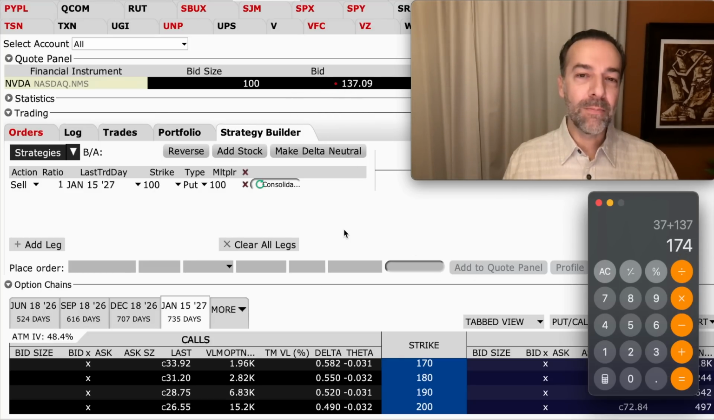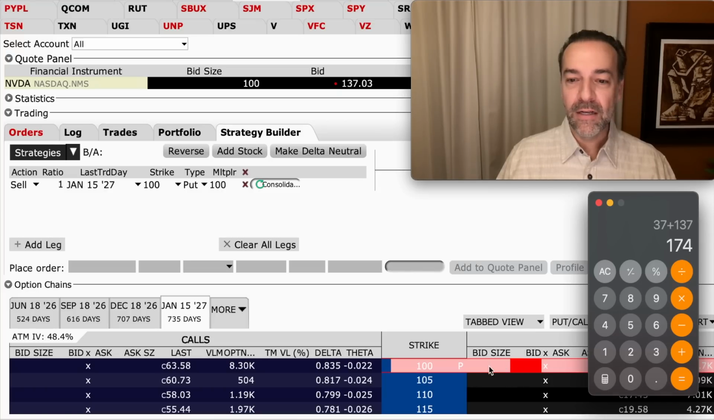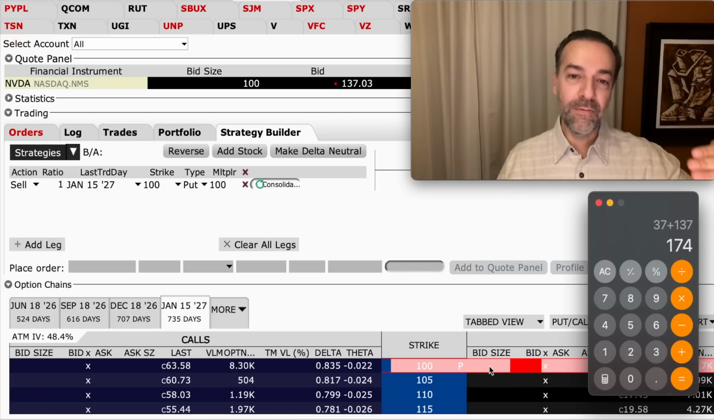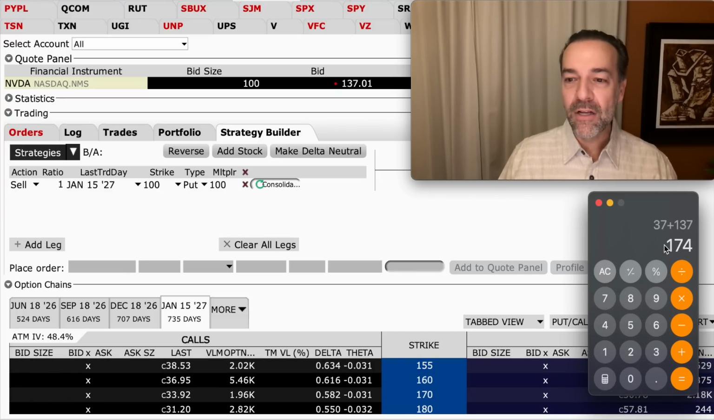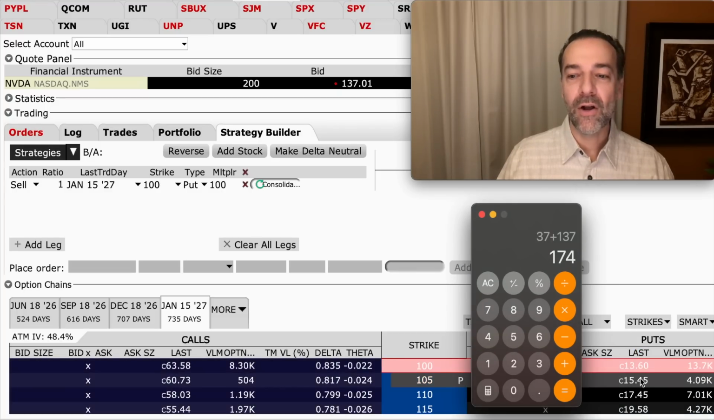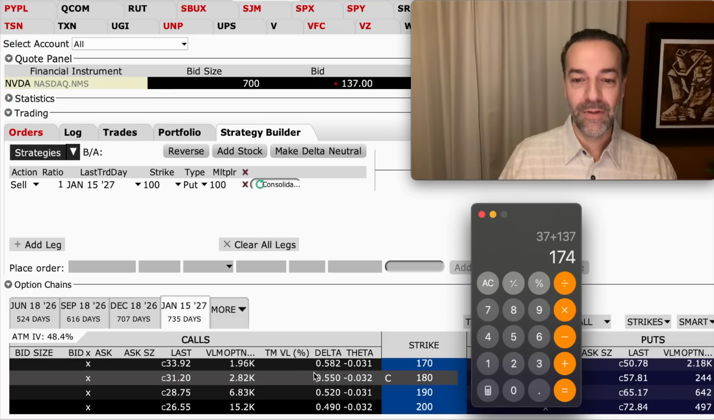So if option buyers and sellers were neutral on what they thought Nvidia was going to do over the next year, then the price of this option at $174 would be about the same price of the option that's the same distance away from Nvidia right now on the put side. So you expect the call option about $175 to be trading for that same $13.60 per share, but it's not. It's trading for a lot more.